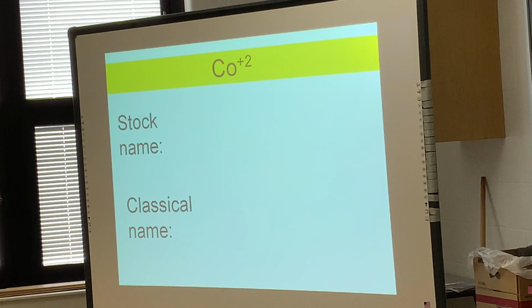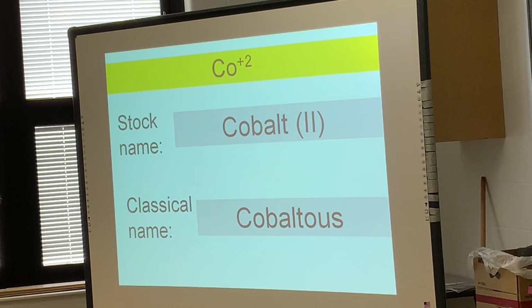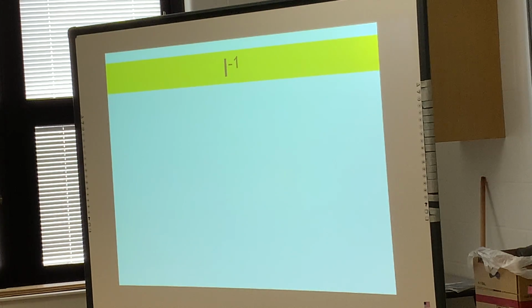Alright, two charges for cobalt? Plus 2 and plus 3. This is the lower one, so this is cobaltous. So cobalt 2 or cobaltous. I negative 1, iodide. Sounds weird, like I died. S negative 2, sulfide.